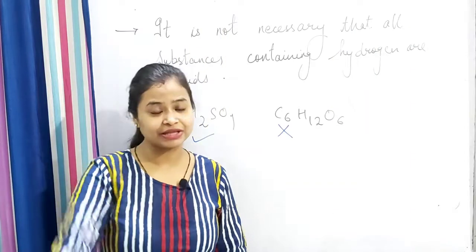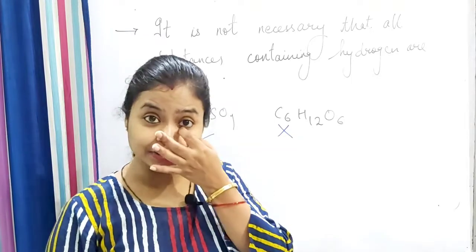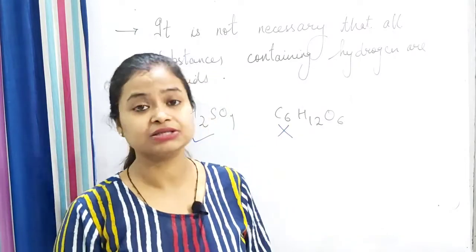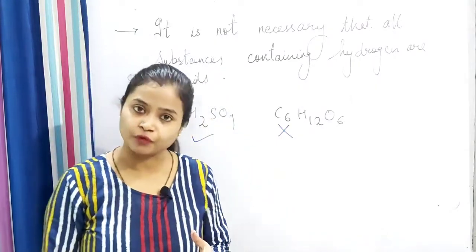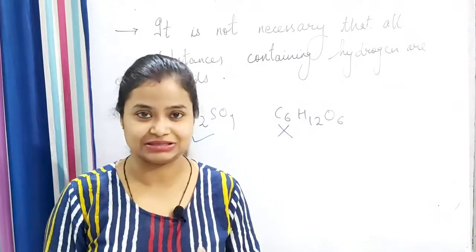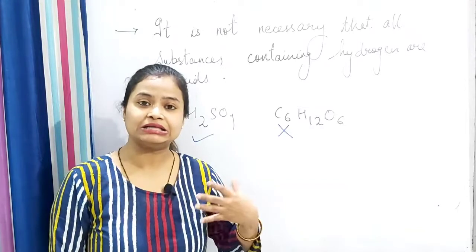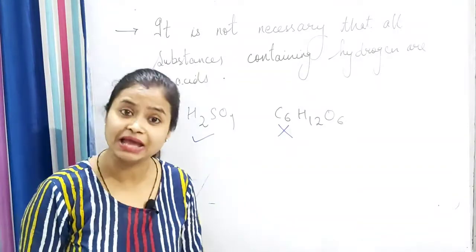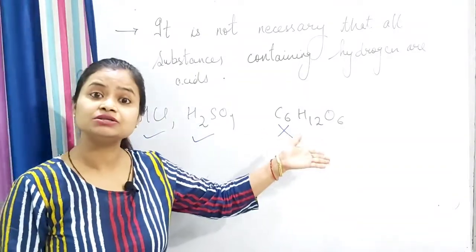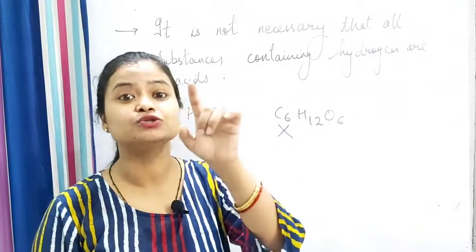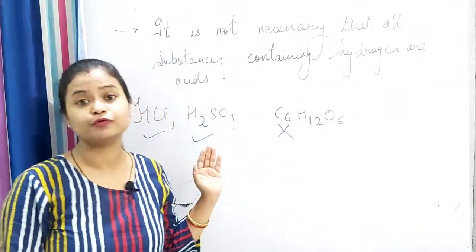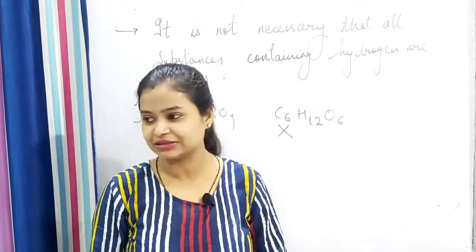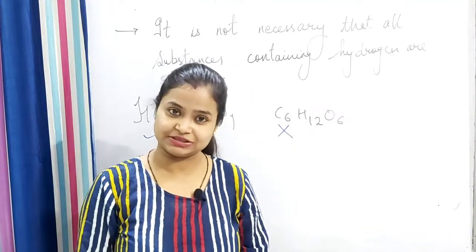I hope you are clear with the experiment, that those substances which produce H+ ions, that is hydrogen ions, on dissociation in water are only said to be acids. But if they consist of hydrogen atoms and are not producing H+ ions, they are not acids. Hence glucose, though it consists of hydrogen atoms, is not an acid, but HCl and H2SO4, as they dissociate into H+ ions, are regarded as acids.